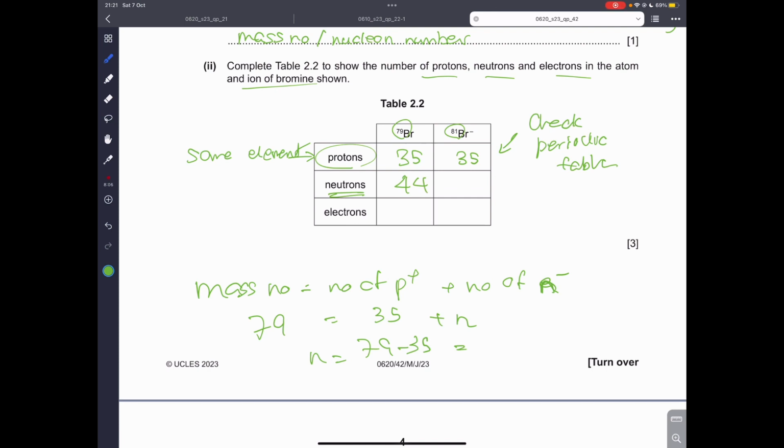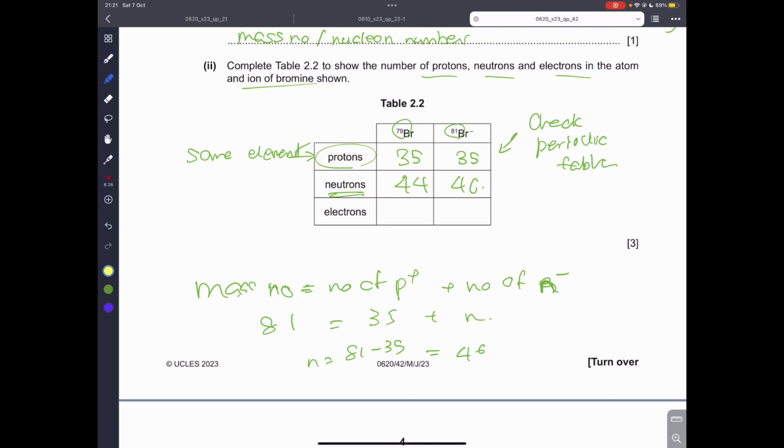So the same principle is used for bromine 81. So 81 is equal to 35 plus the number of neutrons. So the number of neutrons is 81 minus 35. This gives us an answer of 46. So you can fill that in.